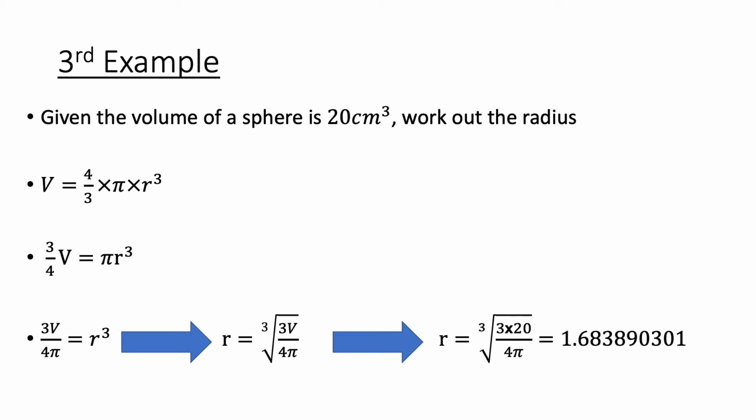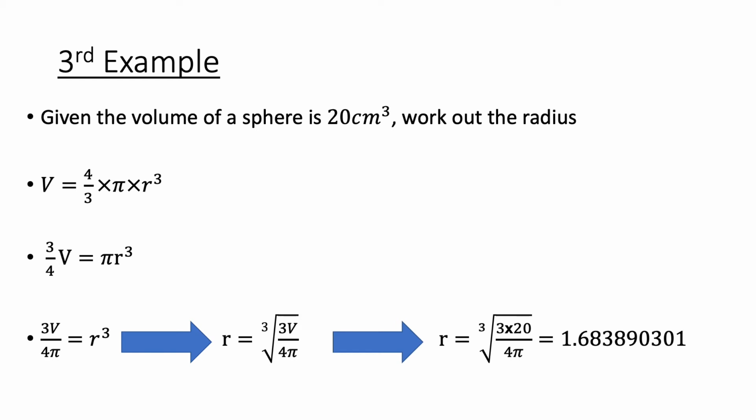So 3/4 v is equal to pi r cubed. I then divided by pi on both sides, and I got 3v over 4 pi is equal to r cubed. The opposite of a cube is the cube root, or power of a third. So r is equal to the cube root of 3v over 4 pi. Once I have that, I would sub in my volume, which is 20. 3 times 20 is 60, so it's the cube root of 60 over 4 pi, which is 1.683890301 centimeters.